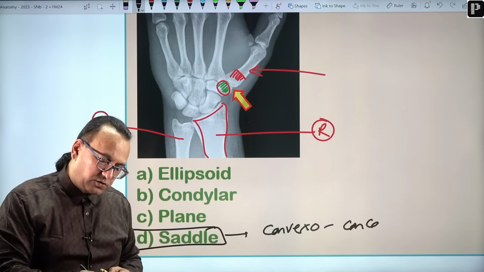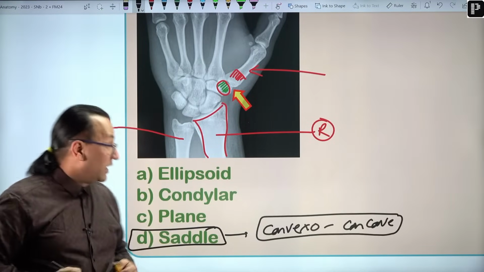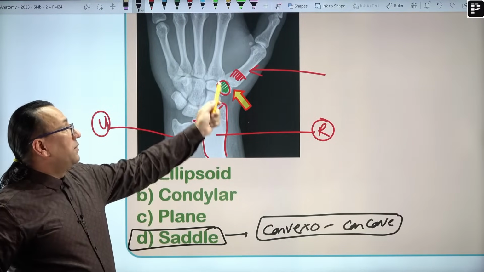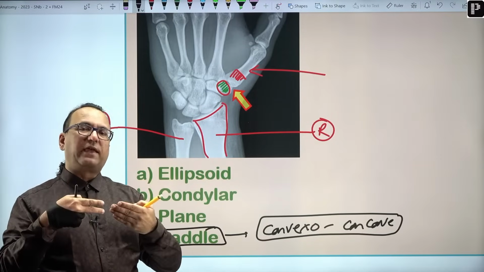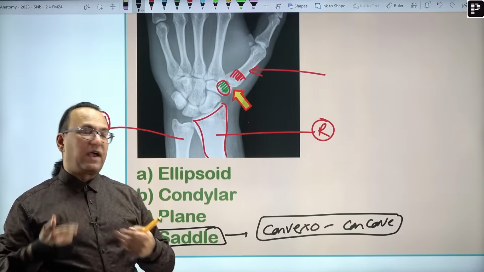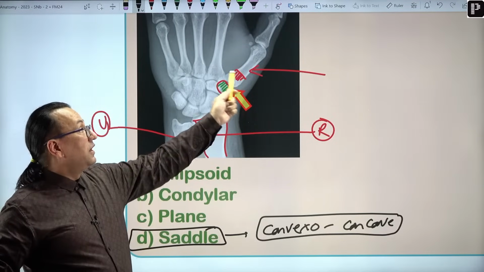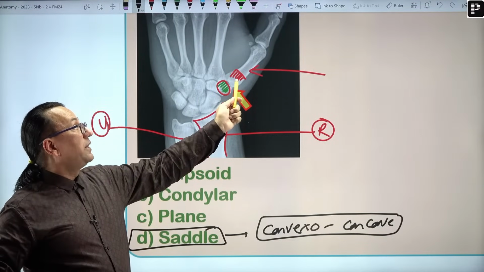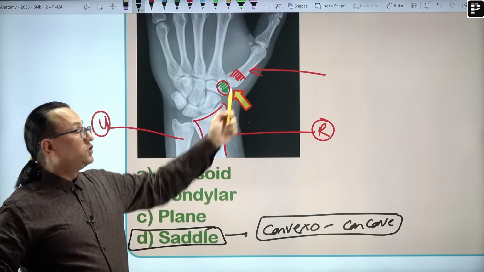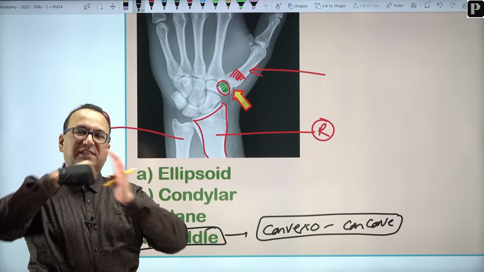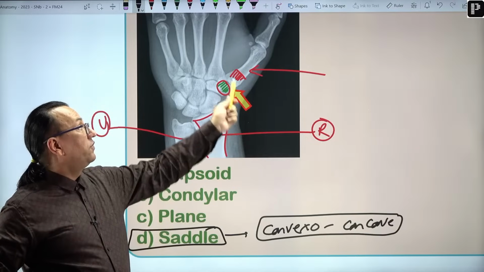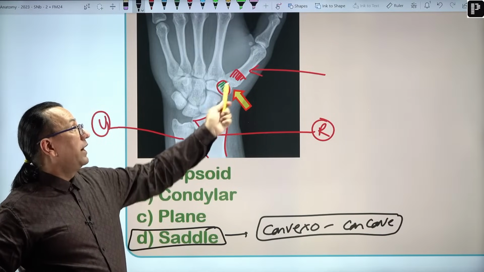convexo-concave. Now when you say convexo-concave, the trapezium will have an x-axis and y-axis. In one axis it is concave, in the other axis it will be convex, and the reciprocal articular surface will be provided by the base of the first metacarpal. So wherever you have convexity, that will be going into concavity. This is called the saddle variety of synovial joint, the first carpometacarpal joint.